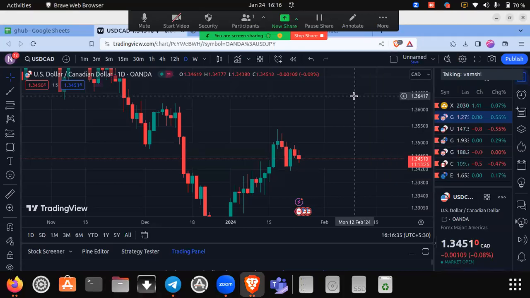Hello guys, we have learned how to mark engulfing buy and engulfing sell zones in our last session. In this session, we will learn how to mark engulfing buy fail and how to mark engulfing sell fail. Let me show you what we learned in our class.